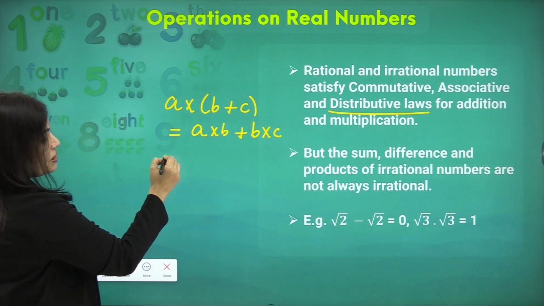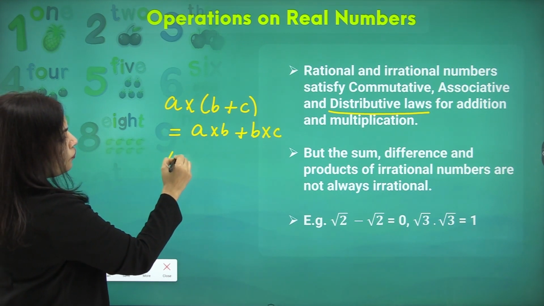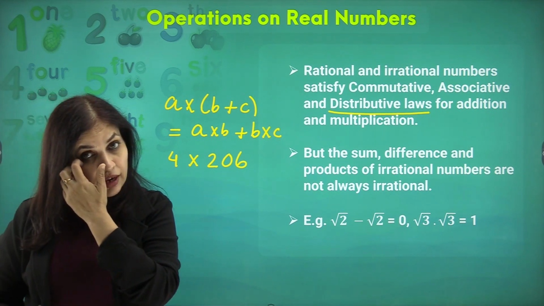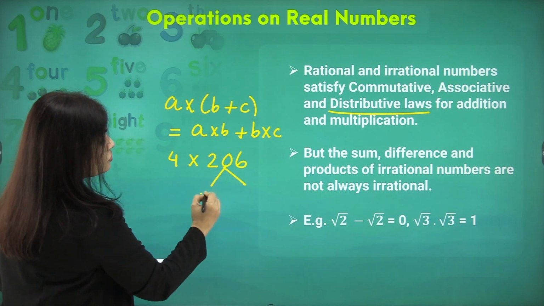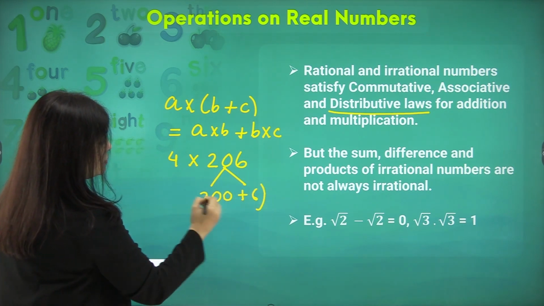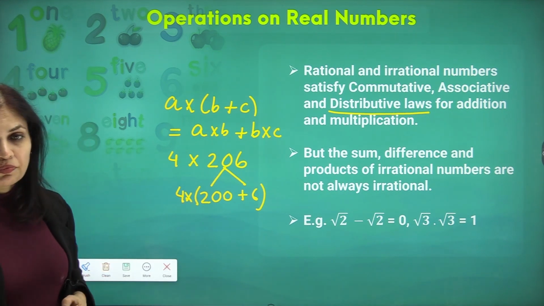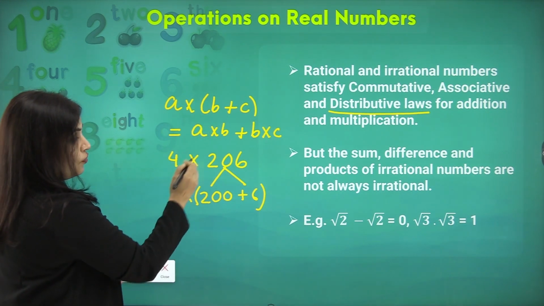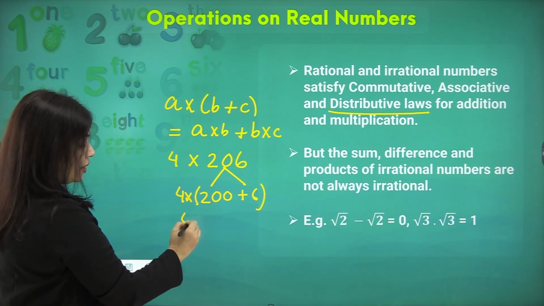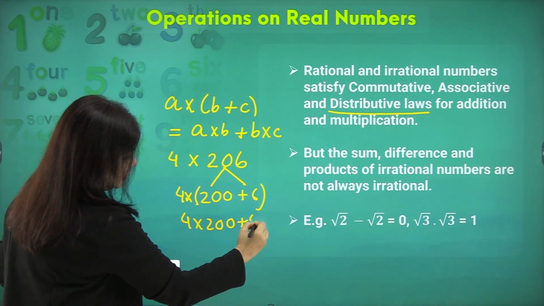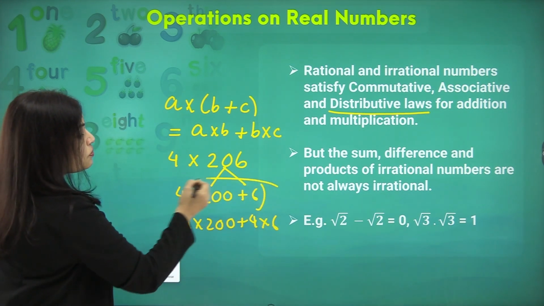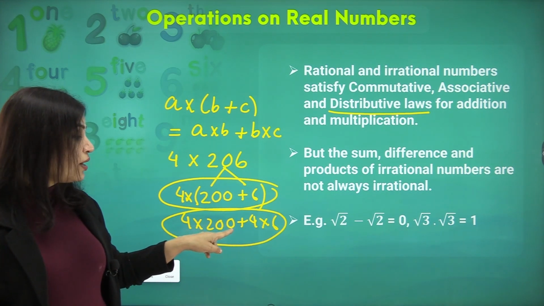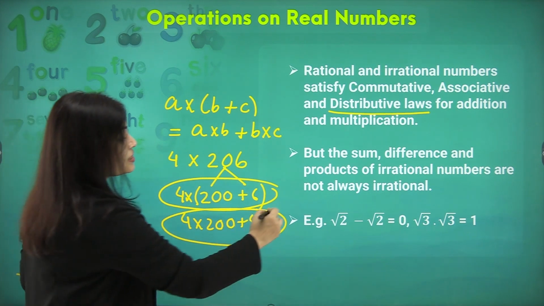Let's take an example. Suppose I have to multiply 4 with 206. 206 is a large number. So what I can do is split 206 into two parts, 200 plus 6, and then multiply this with 4. Splitting it into parts will make my calculation easier. Using this law, 4 into 206 can be written as 4 into 200 plus 4 into 6. This would give you the same result, and operating 4 into 200 plus 4 into 6 is much easier.